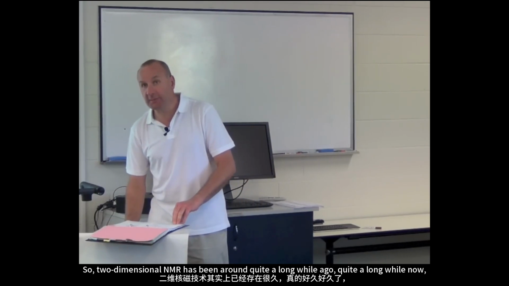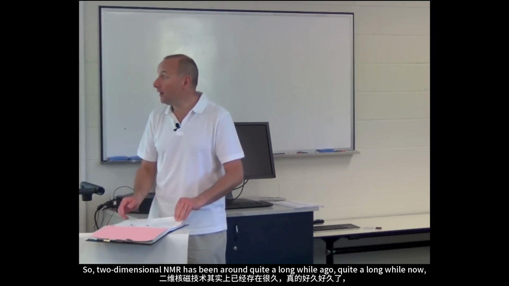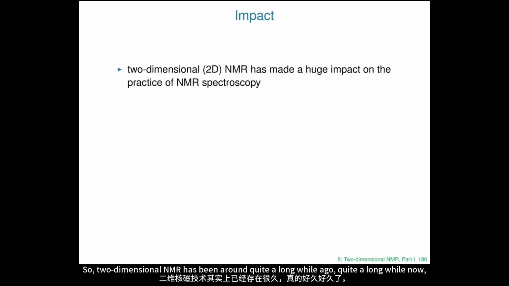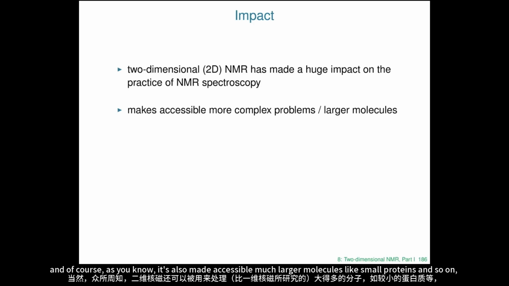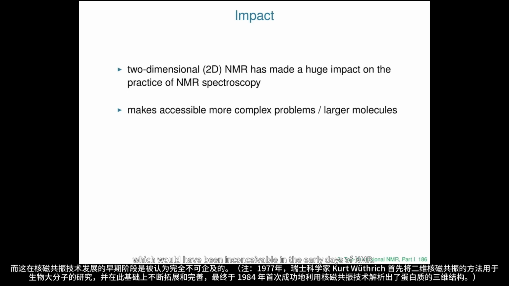So two-dimensional NMR has been around quite a long while now, and it has made a huge impact on the kinds of systems that can be studied by NMR. It makes it possible to study larger systems. It just makes those studies easier. And of course, as you know, it's also made accessible much larger molecules like small proteins and so on, which would have been inconceivable in the early days of NMR.